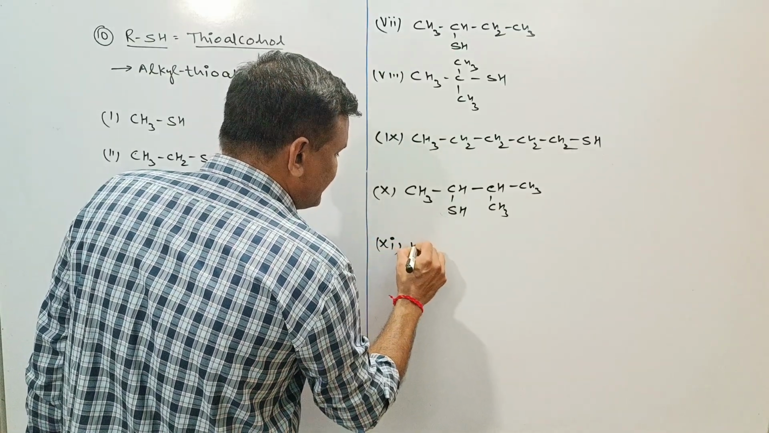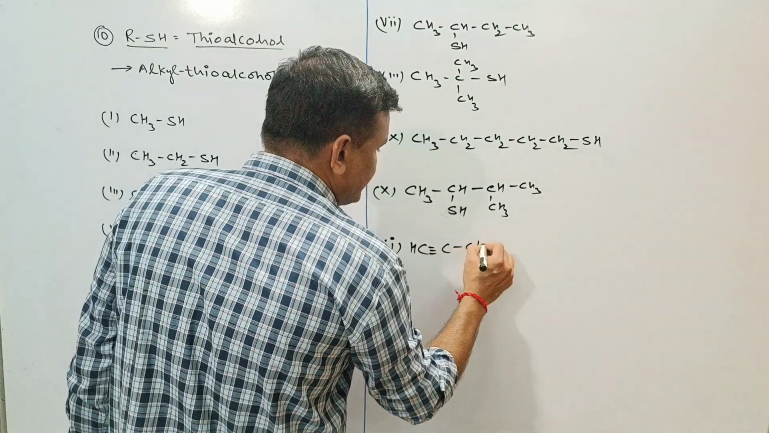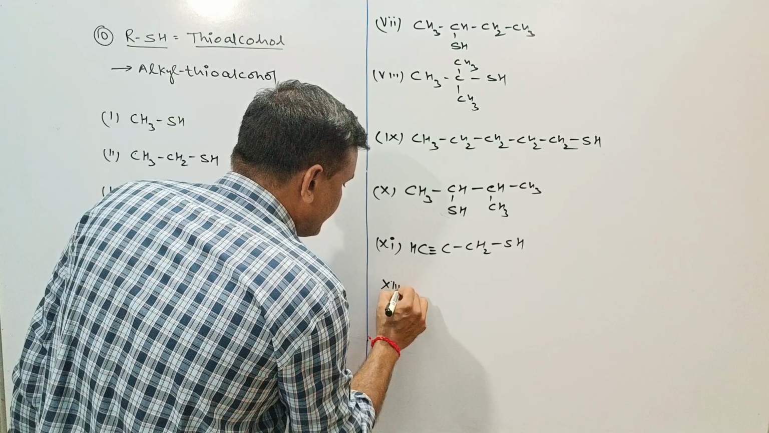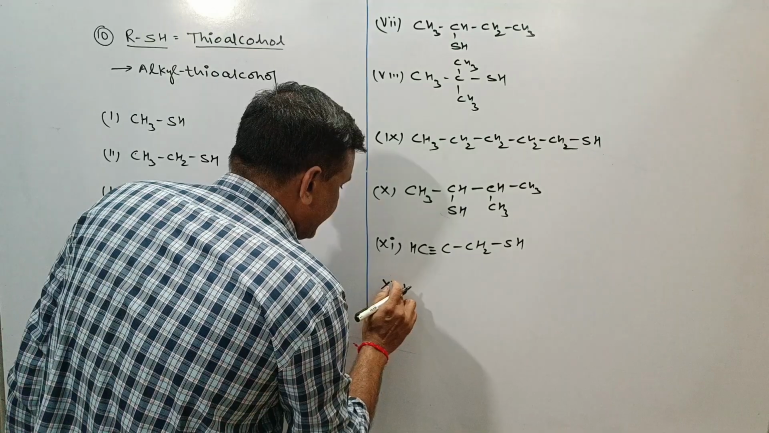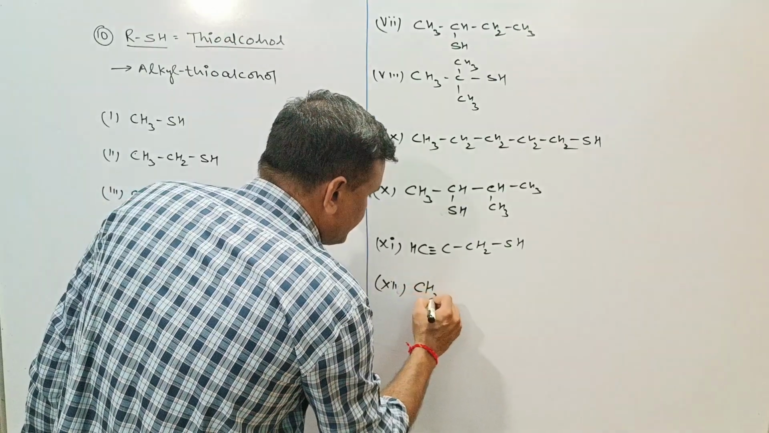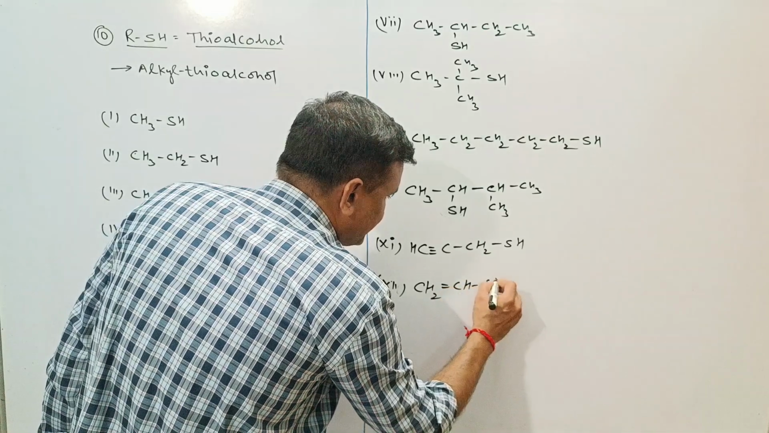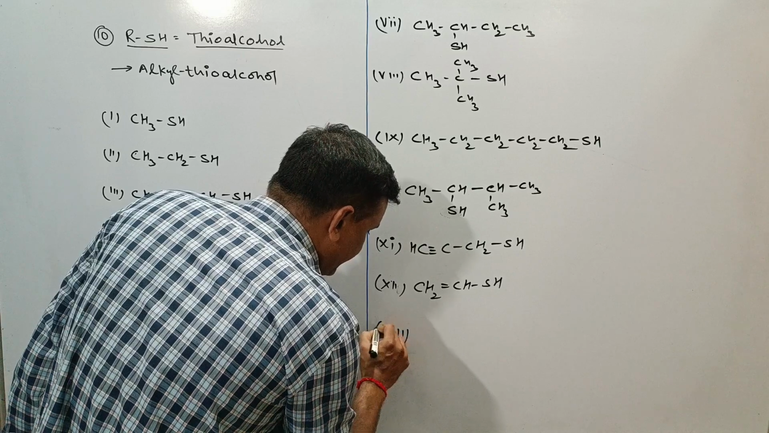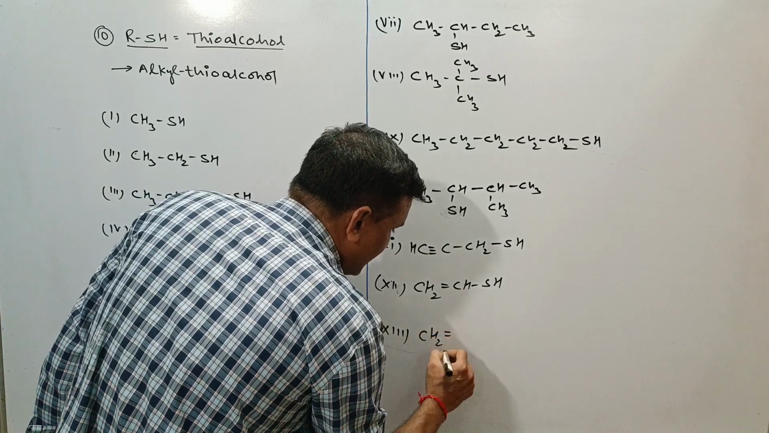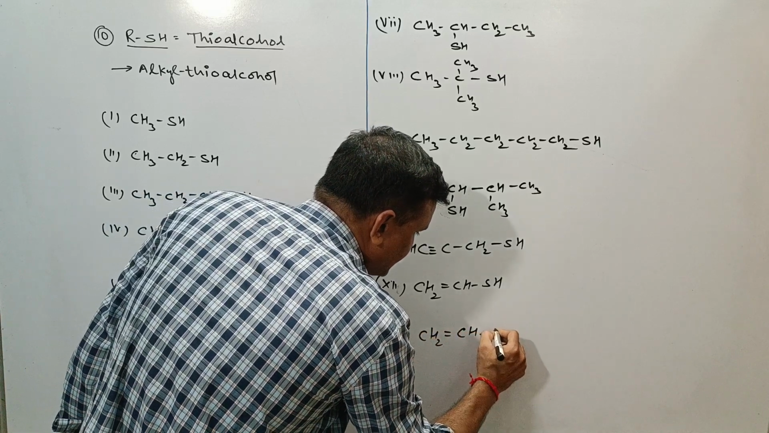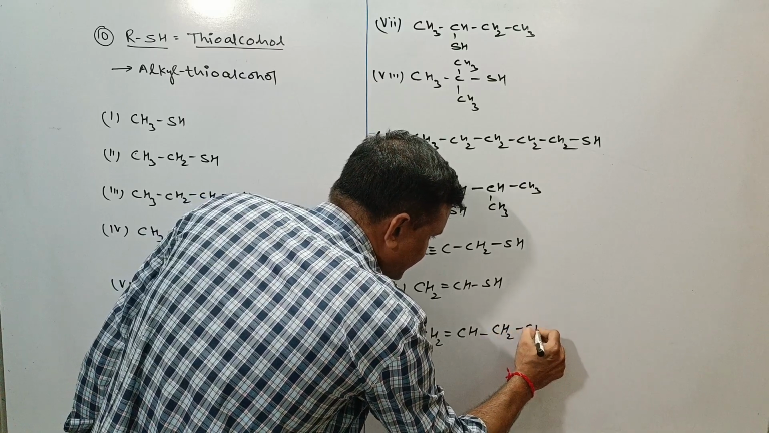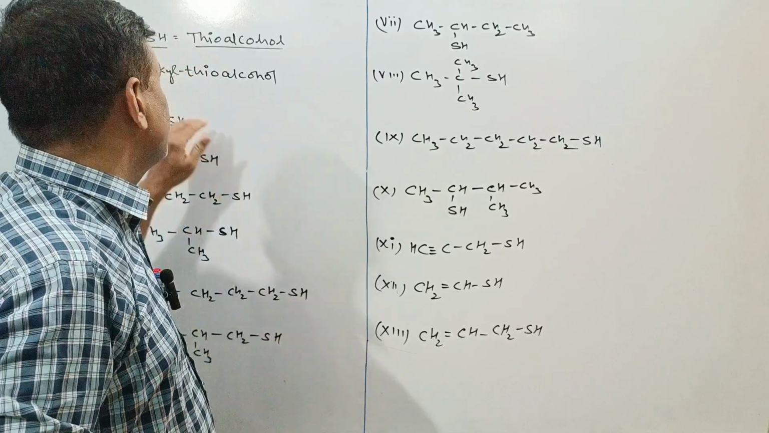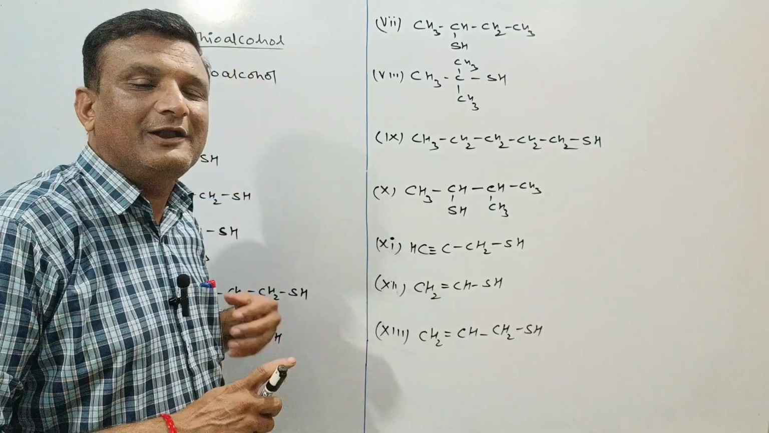This is CH triple bond CCH2SH, the 12th compound. The 12th compound we can take as CH2 double bond CHSH, and this is the 13th compound. As the 13th compound we can take CH2 double bond CHCH2SH. So these are the practice for the common system of thioalcohol.